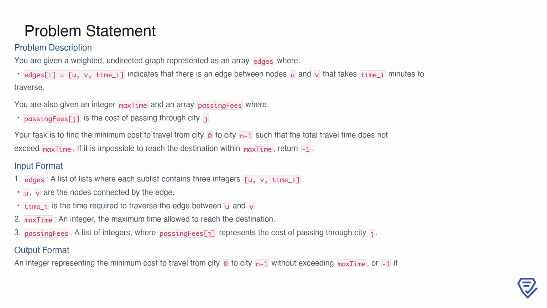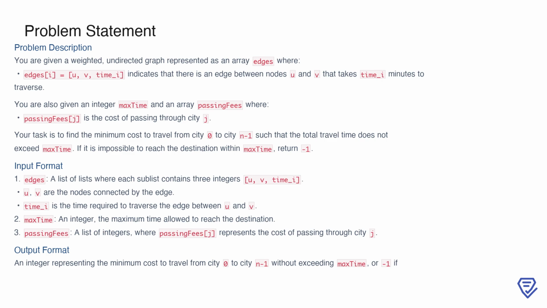In this problem, we are working with a weighted, undirected graph represented as an array called edges. Each element in edges describes a connection between two cities, where edges[i] equals [u, v, time_i] means there is a road between city u and city v that takes time_i minutes to travel.